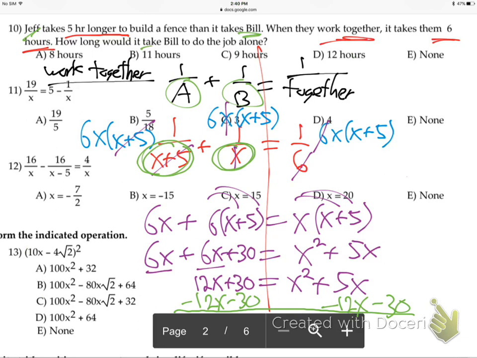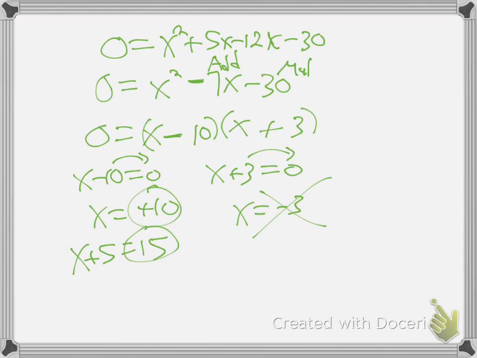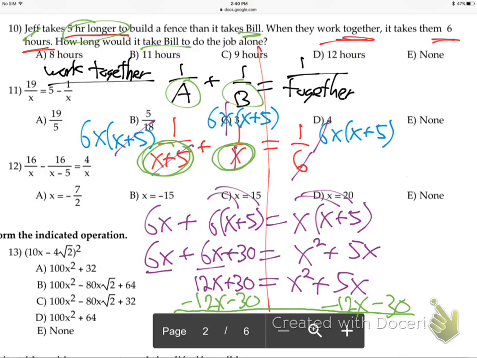How long would it take Bill? Which one's Bill? Is Bill the faster one? Jeff is longer. Bill's just plain x. Bill's longer, so Jeff's longer. So Bill is the slower, Jeff's the bigger number. How about that? Jeff is the bigger number. Jeff is 5 more. So this is Jeff. So Bill is the 10, right? Isn't that what it says? Jeff is longer. Jeff's more. So Bill's the 10. So the answer's 10.